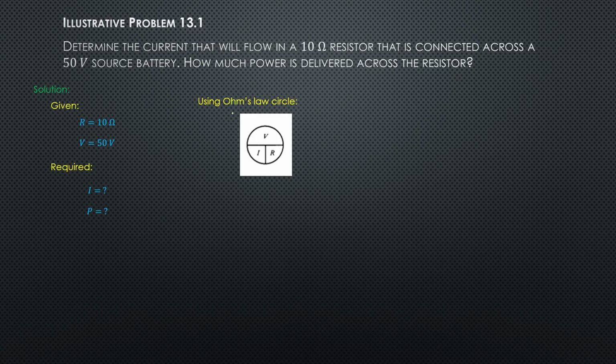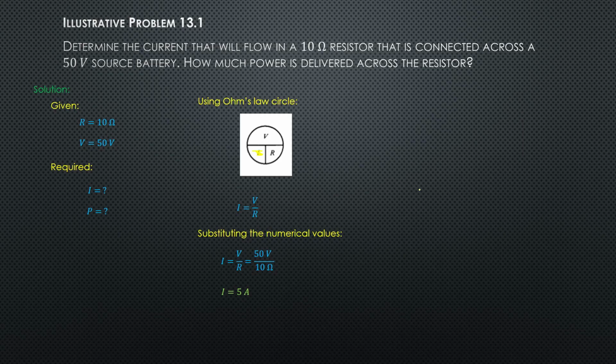So using Ohm's law, based on the given voltage and resistance, the unknown is current. So I'll just cover I. If I cover I here, I'll have I is equivalent to V all over R. That's my formula now. Now substituting the numerical values, voltage is given as 50 and resistance is 10. Then dividing those values gives you 5 amperes. So the current that will flow in a 10 ohm resistor is 5 amperes.